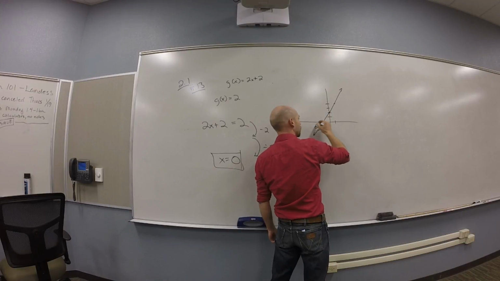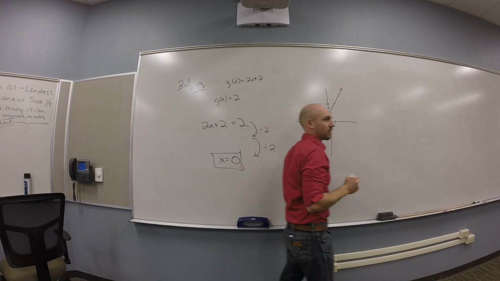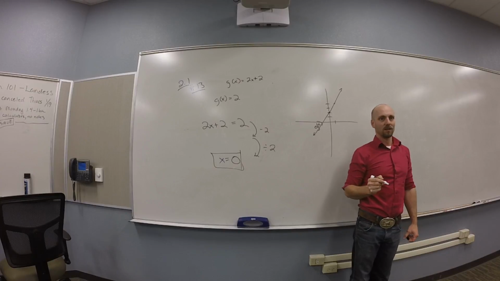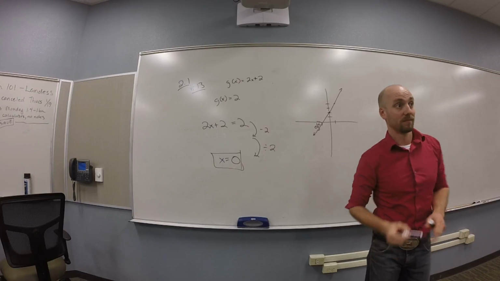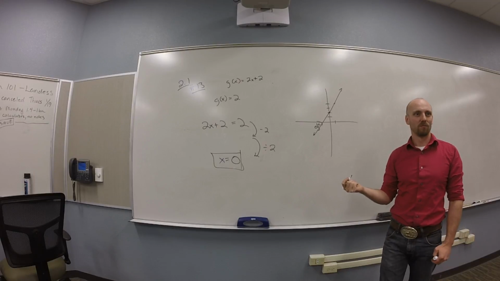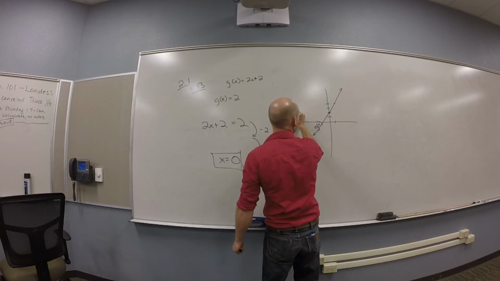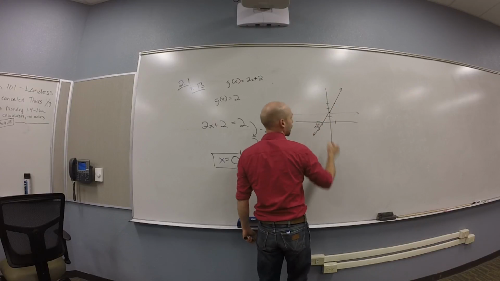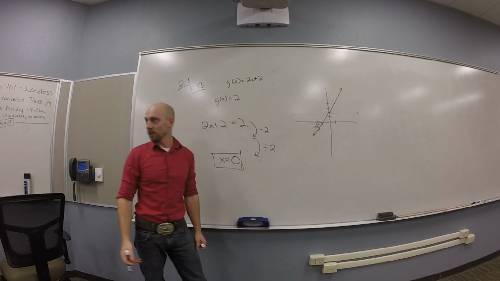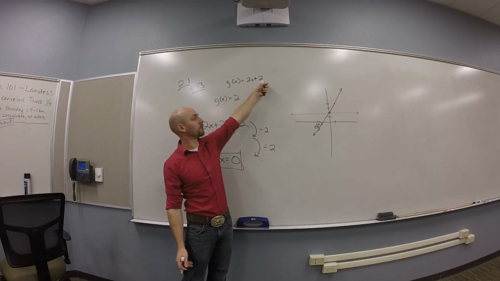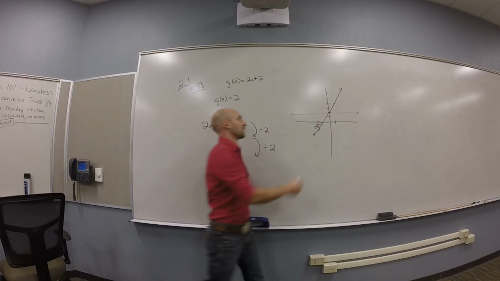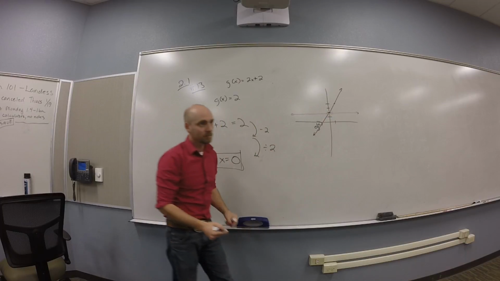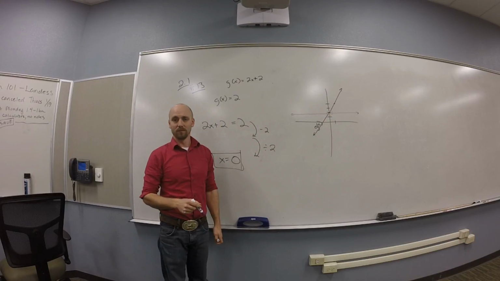So here's my function g of x. And what's output 2 look like? Output's an x or a y? Y. So I'm wondering, anywhere along that line, where's the intersection between the function 2x plus 2 and this other function 2? That intersection happens once right there. Cool?